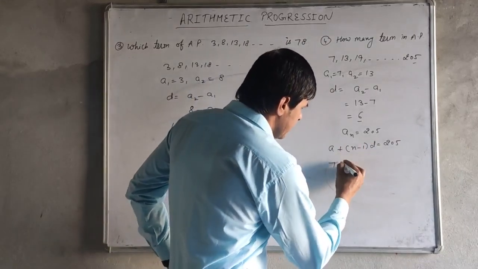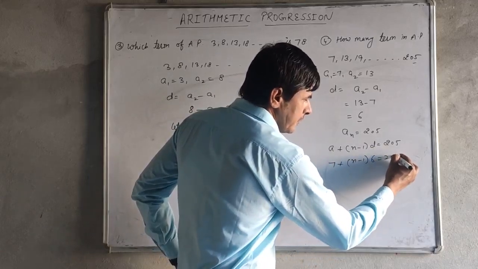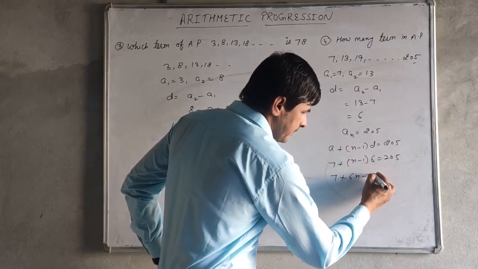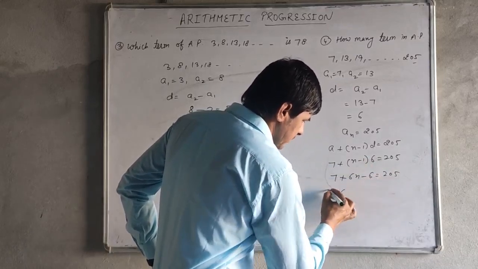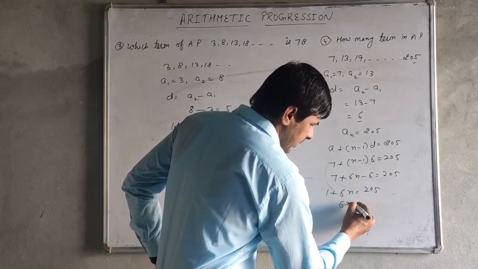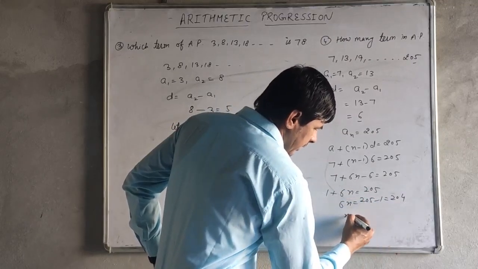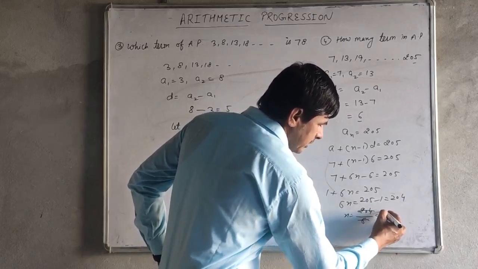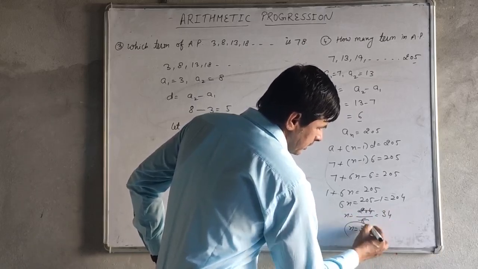So what is a? 7 plus (n minus 1)d, d is 6, equal to 205. 7 plus, multiply the 6 in bracket. 7 minus 6 is 1, plus 6n equal to 205. 6n equal to 205 minus 1, 204. n equal to 204 divided by 6. We will get 34. So n is 34, and this will be the answer.